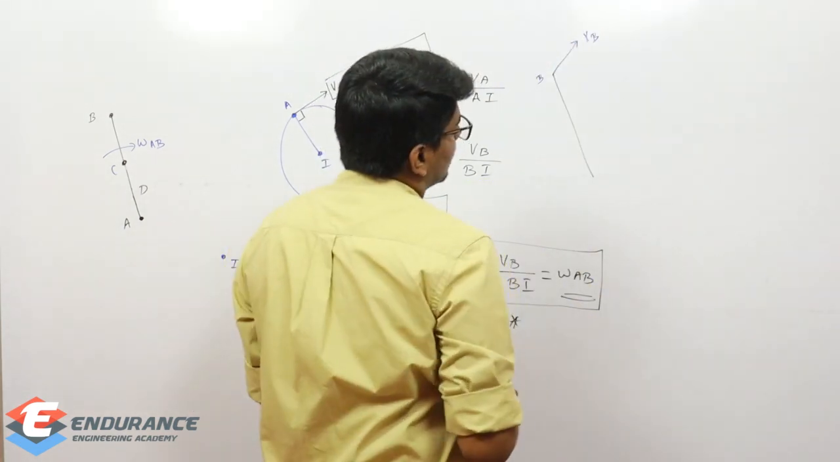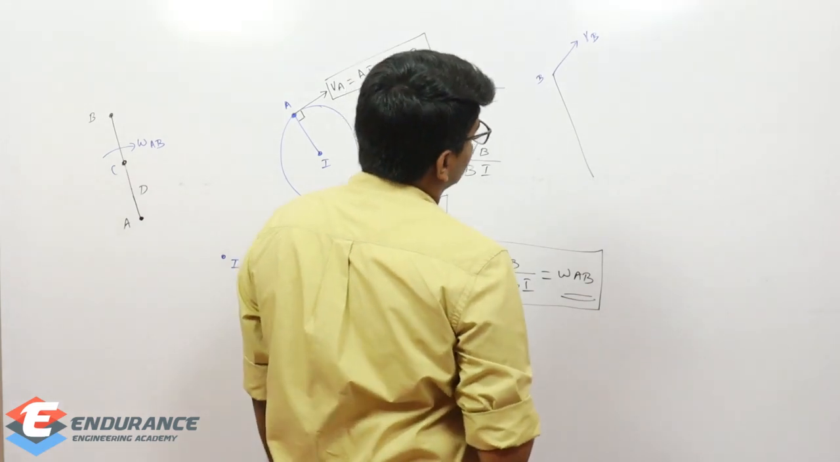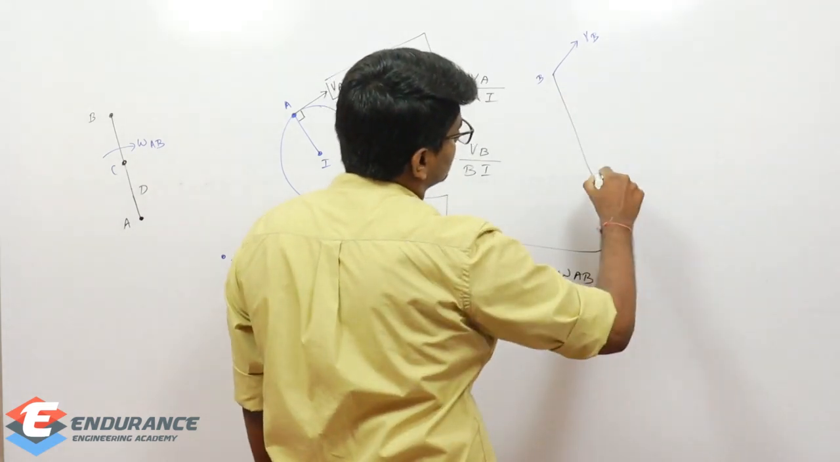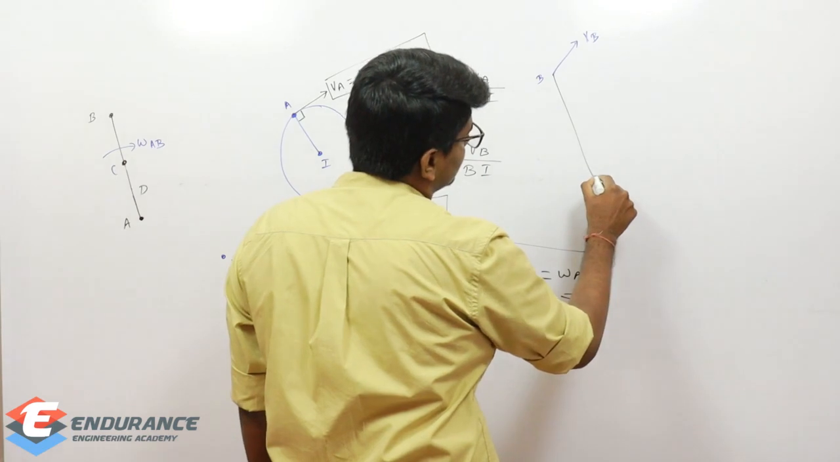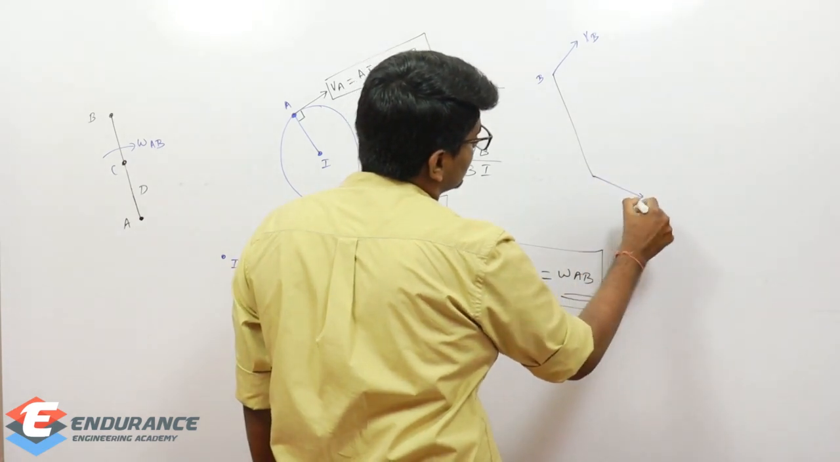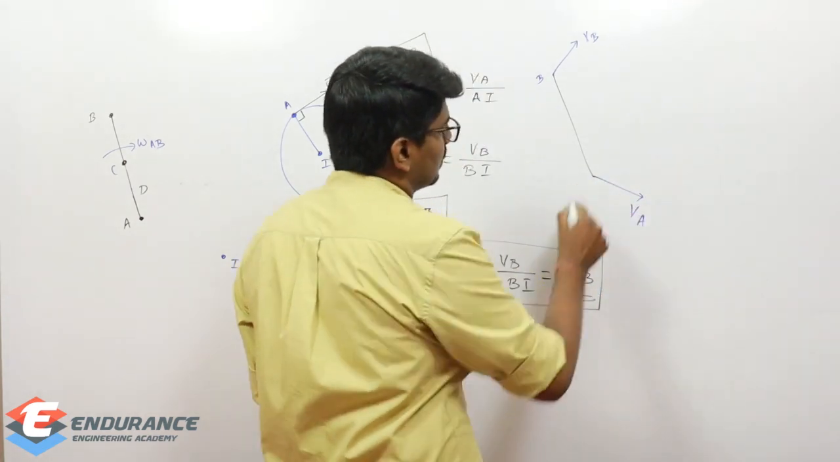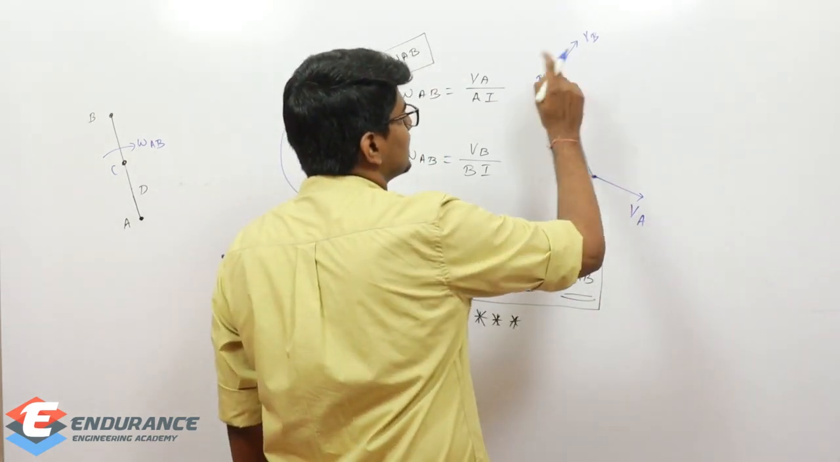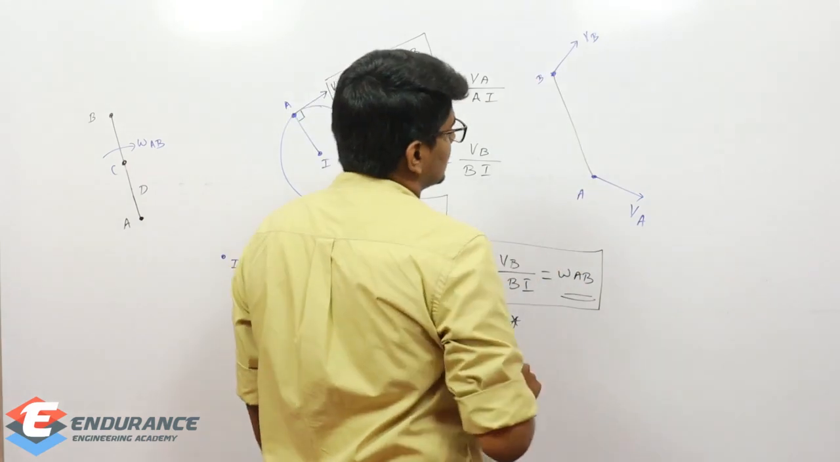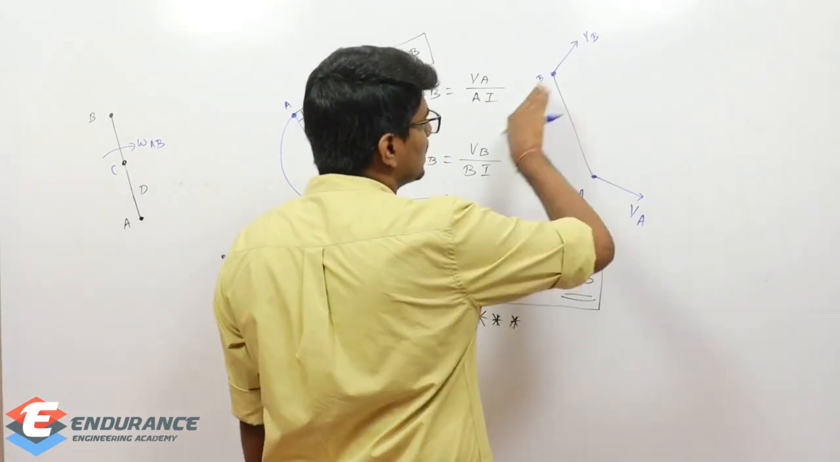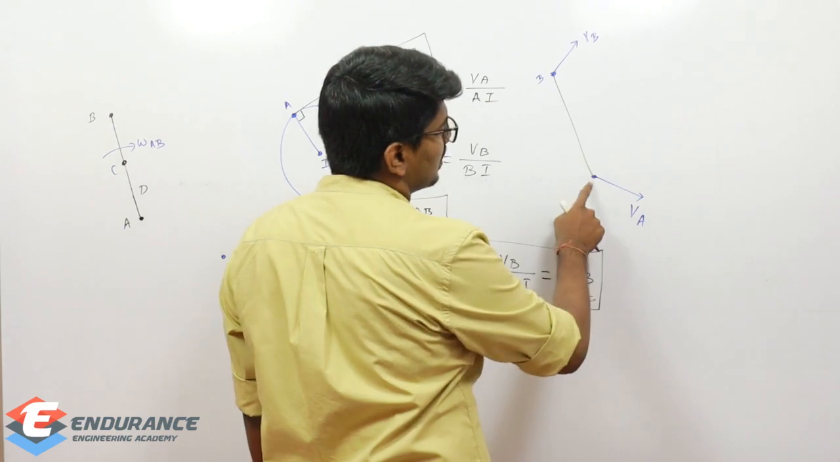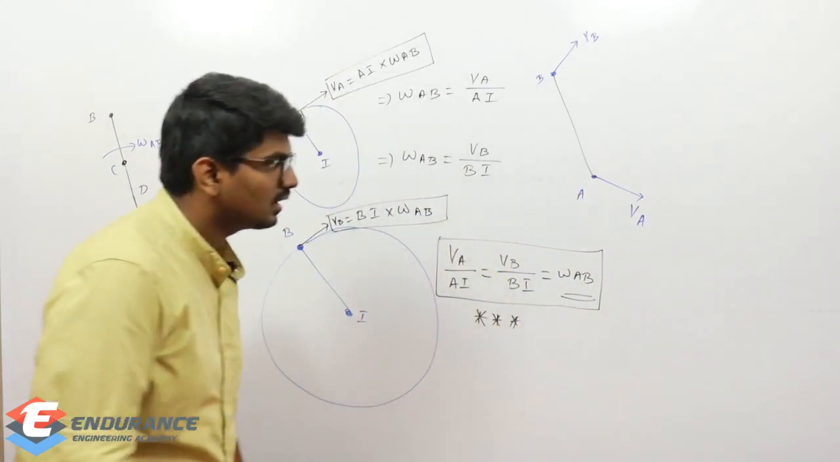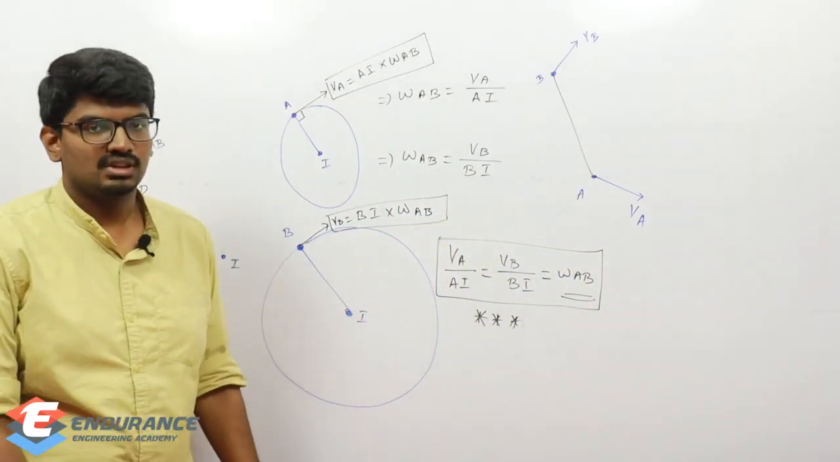And also they said that this is the direction of VA. This is point A, and this is point B, and they said that at point B the direction of velocity was like this. That is only tangential velocity, obviously. So this is the tangential velocity VB, and at point A, this is the tangential velocity VA. Now, how to find out I center?